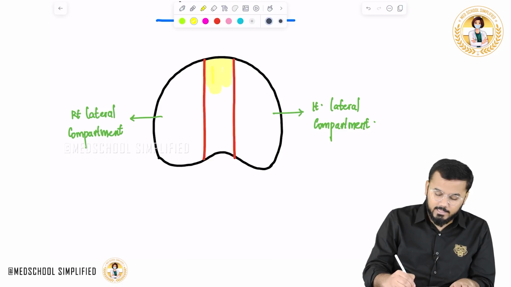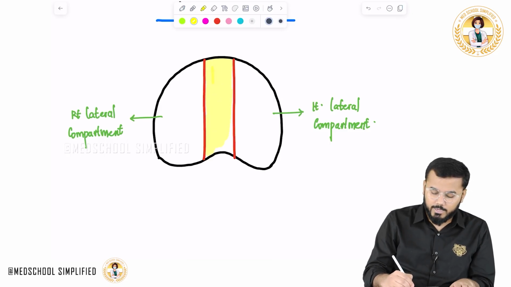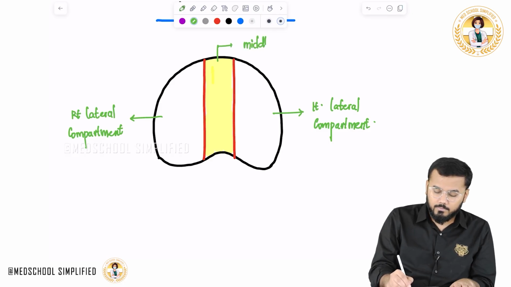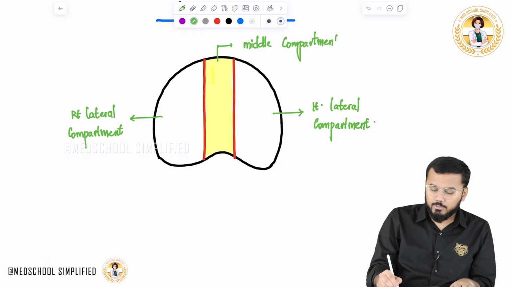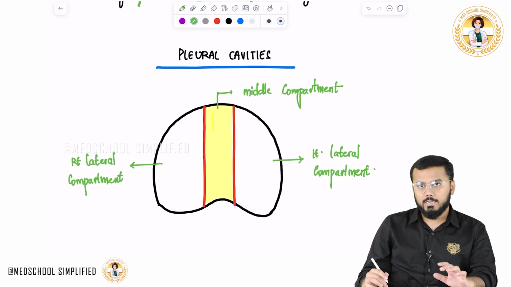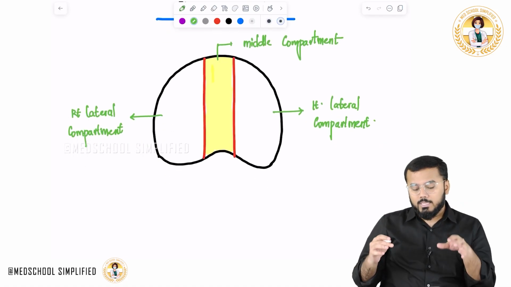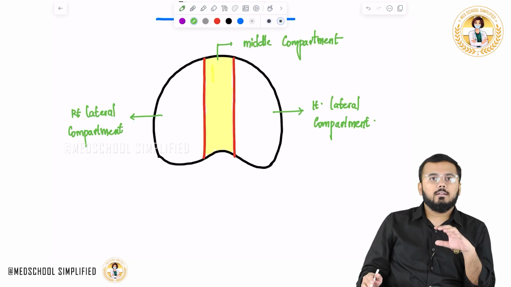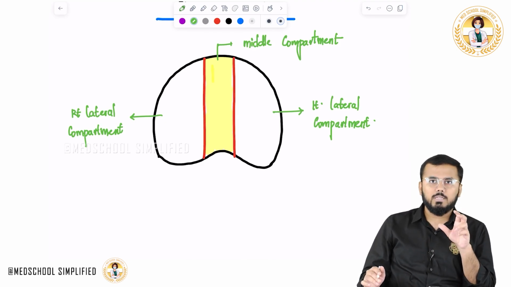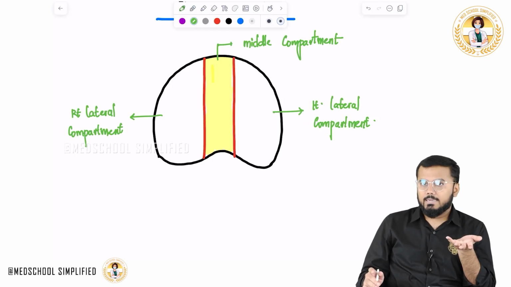All of you can very clearly see that the compartment located exactly in the center, this yellow shaded area I'm drawing right now, is called the middle compartment. So how many compartments do we have? We have the right lateral compartment, the left lateral compartment, and in the center the middle compartment. In the right lateral and left lateral compartments is where the lungs are located. And in the center, in the middle mediastinum, you have the heart.